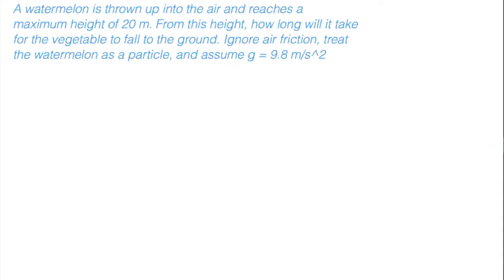So our first question is: a watermelon is thrown up into the air and reaches a maximum height of 20 meters. From this height, how long will it take for the vegetable to fall to the ground? Ignore air friction, treat the watermelon as a particle, and assume g is equal to 9.8 meters per second squared.